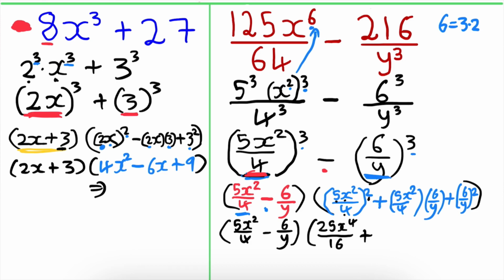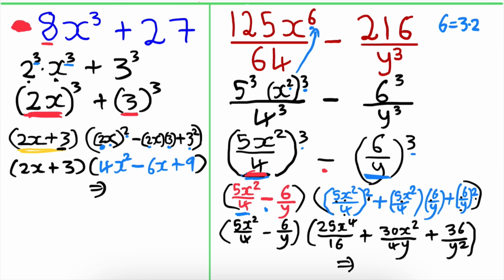Now 5x squared times 6: 6 times 5 is 30, so 30x squared all over 4 times y, which is 4y. You can simplify it in the next term, it's up to you. Then the last term will be positive: 6 squared gives me 36 all over y squared. Then I close. And this is it.